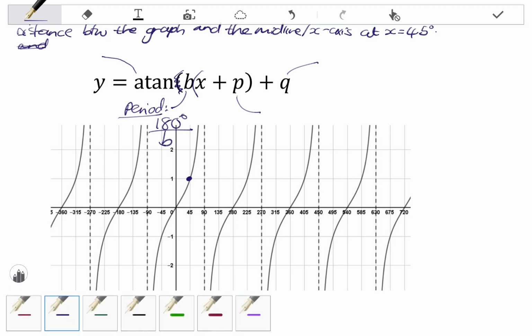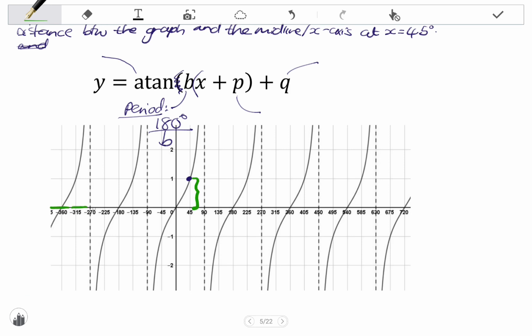Okay, so we are talking about this distance. This is our midline, okay? Currently it is the x-axis because our graph has not been shifted vertically. At 45 degrees, the graph is at the y value 1. So the distance between the graph and the midline at the 45 degree angle is 1, which means that our A value is going to be 1. And we will look at another example of a tan graph later on in this video.